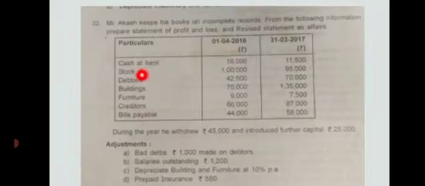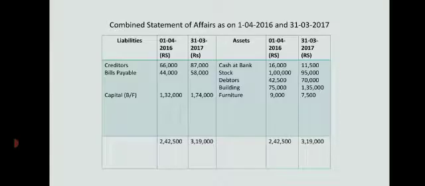First we'll see cash at bank. Yes, it's an asset. Stock is an asset. Debtors is also an asset. Buildings is also an asset. Furniture is also an asset. Creditors and bills payable, these two are liabilities, so we will enter them on the liability side of the balance sheet, and the rest we will enter on the asset side of the combined statement of affairs. So here: cash at bank, stock, debtors, building, furniture. Liability side: creditors, bills payable. This is the way we have entered the data in the combined statement of affairs.